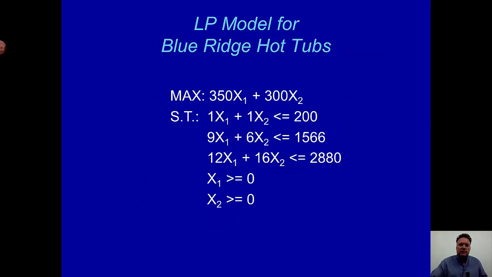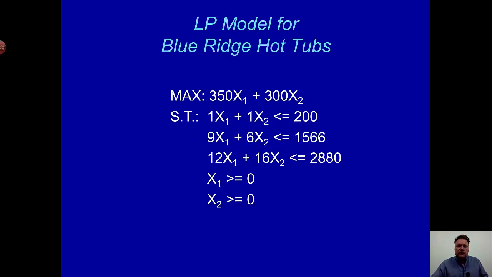Okay, so here it is mathematically. This is our linear programming model for Blue Ridge hot tubs. When you get the homework assignments and it asks you to write out the linear programming model, this is what it's looking for. At the very top, we put our objective function. We always put max or min. We've got to identify that. And then the objective function is 350 x1 plus 300 x2. The objective coefficients are 350 and 300.